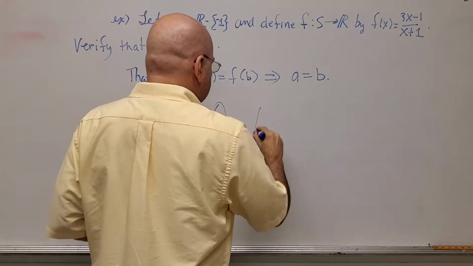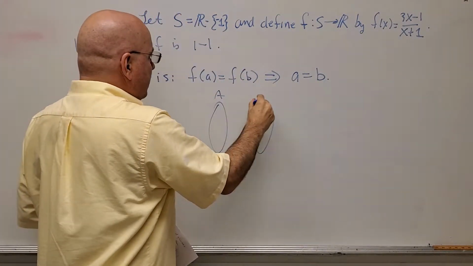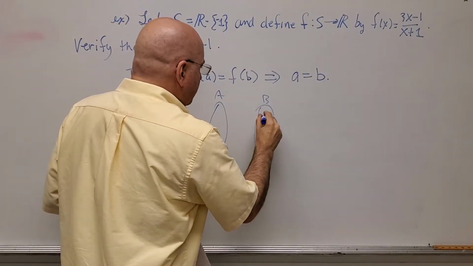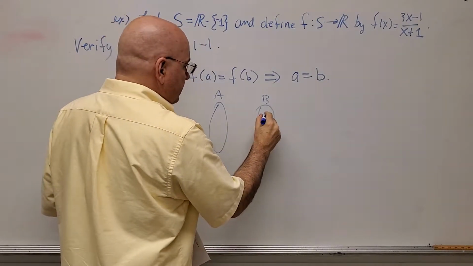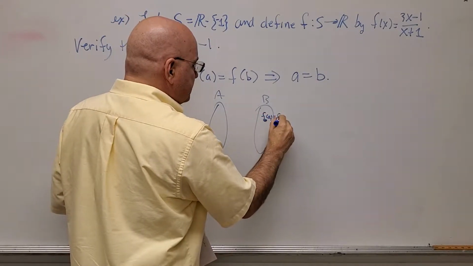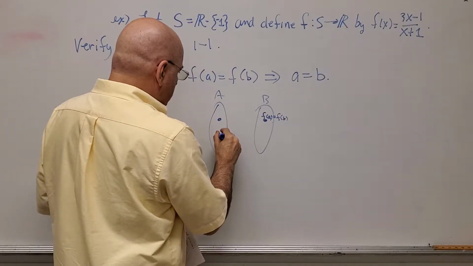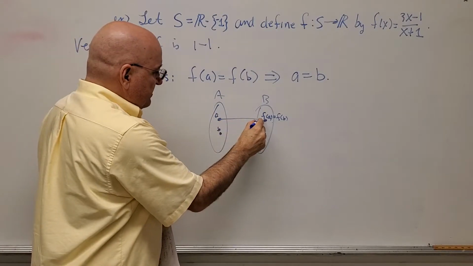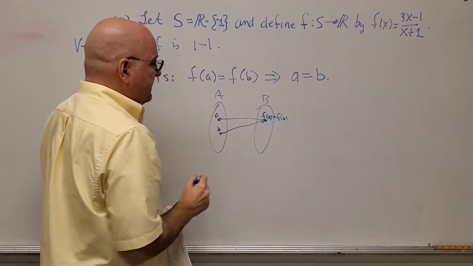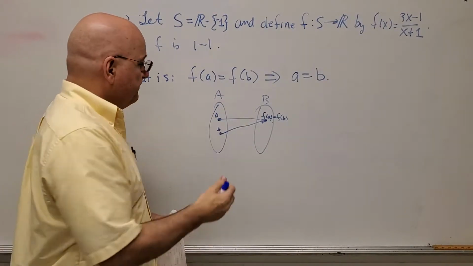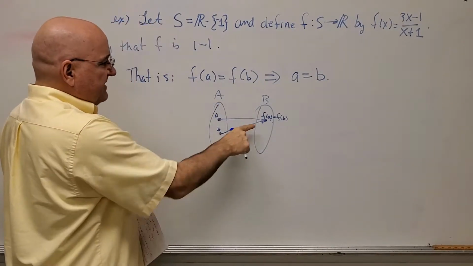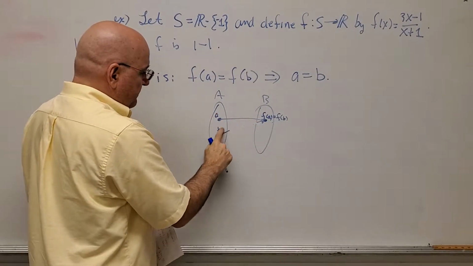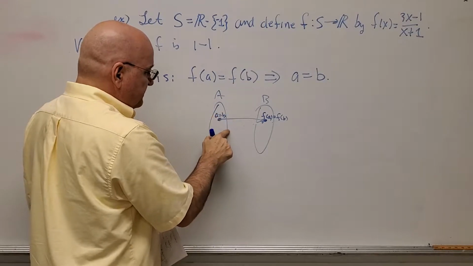So this picture is not part of the proof, but if we've got A there, we've got B there. Suppose we have this number here in B, f of A, and it's also f of B. Well, is that possible? If A maps to that number and B maps to the same number, it's not one-to-one. So therefore, what this is saying is that if f of A equals f of B, A and B have to be the same number. So this would be that case.